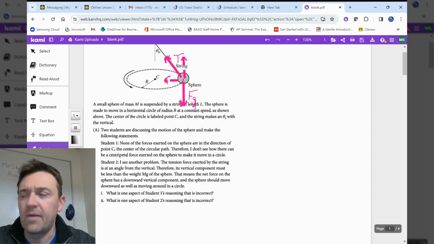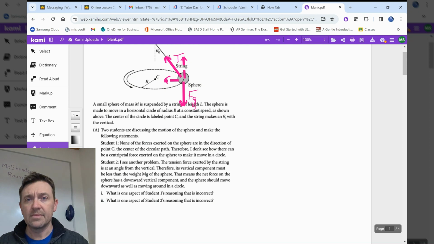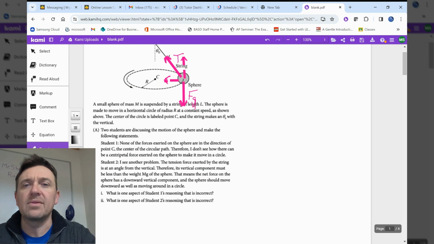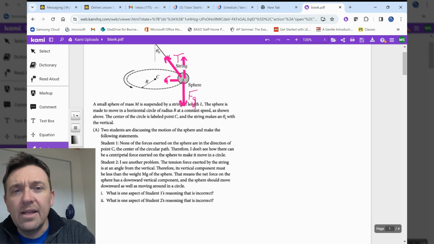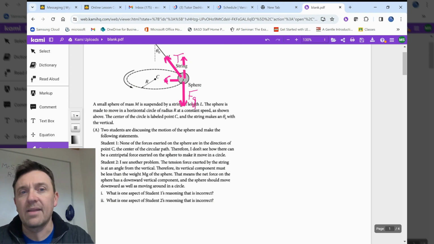And if you're not accelerating up or down, well, what can we say about the up forces compared to the down forces? You're right. They're equal. They must cancel each other out. The up force and the down force must cancel. So here, it's not the tension that cancels the weight. It's the y component of the tension that cancels the weight and is the reason why it's held up and not falling.